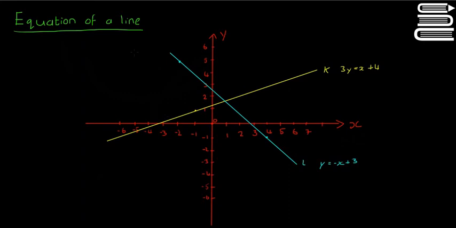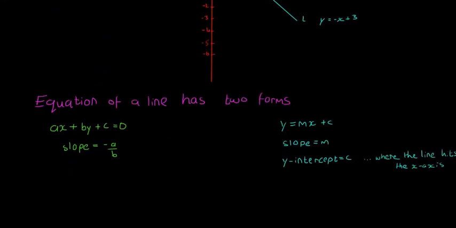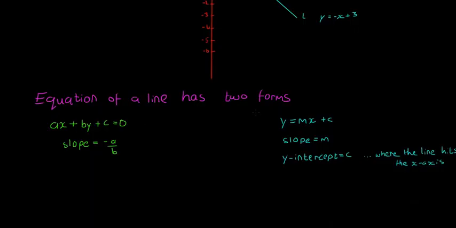So in this video we're just going to look quickly at the different types of equations of lines, the different forms that people write them in. So I'll just scroll down here and I have some prepared. So here, the equation of a line has two forms.